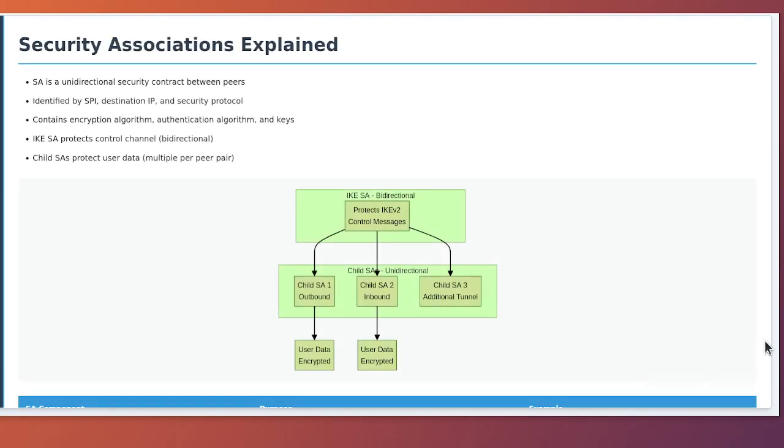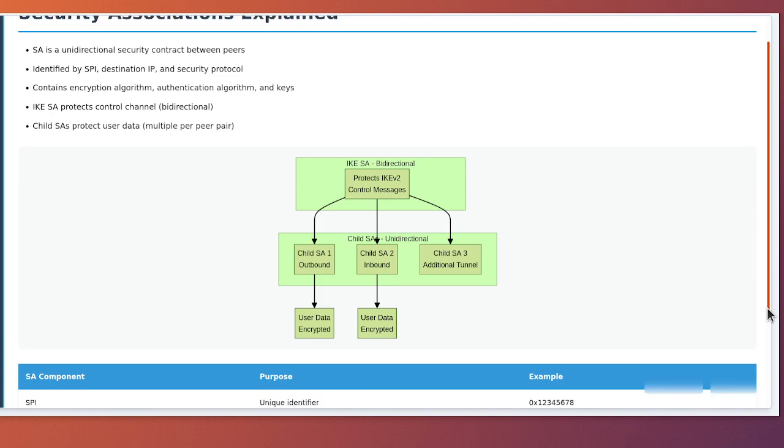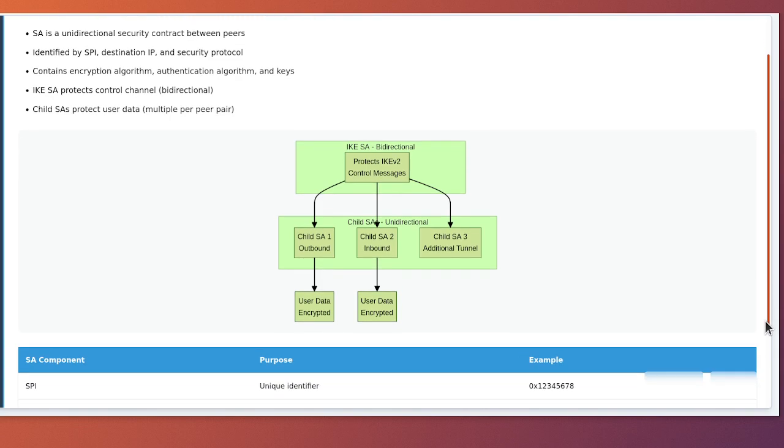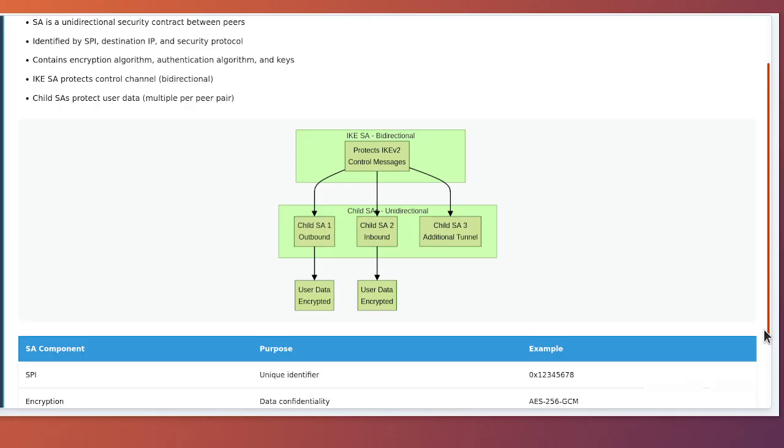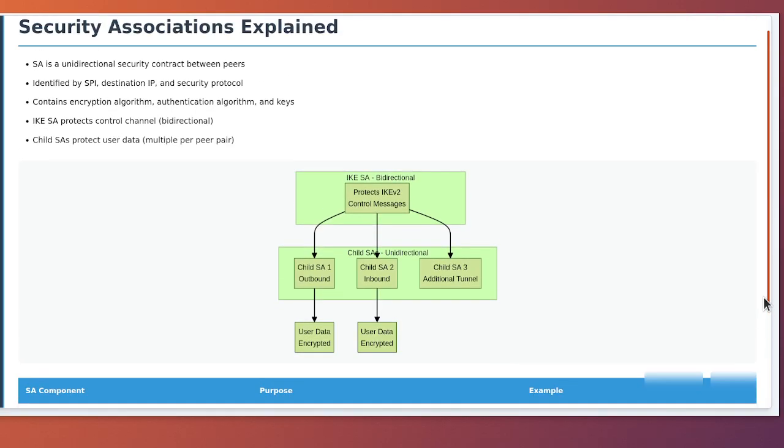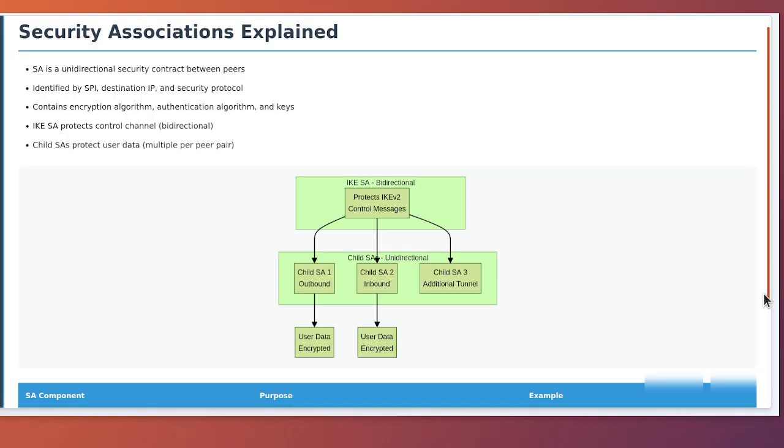Security associations explained. Security associations are the foundation of how IPsec works. A security association, or SA, is essentially a contract between two endpoints that defines exactly how they will protect their communications. Understanding SAs is crucial because they are what IKEv2 spends all its time negotiating and establishing.